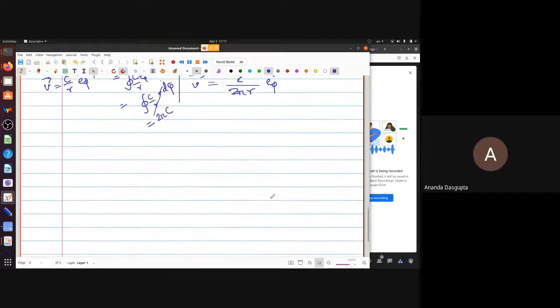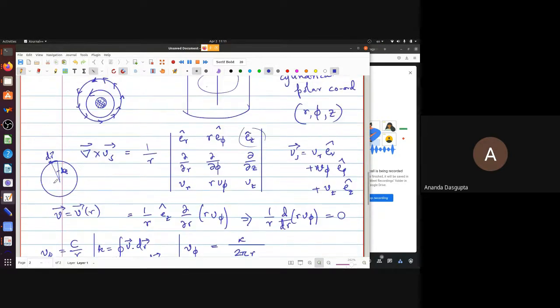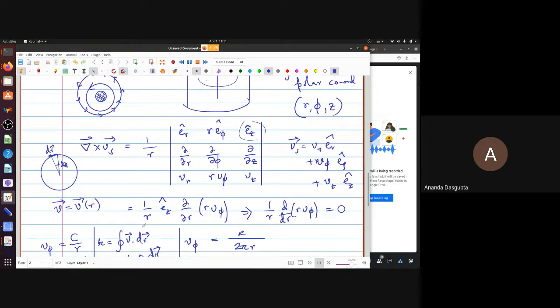So basically, if you have a velocity field like this, what you're going to get is curl of Vs will be 0. Remember, that's what we solved. But will it be 0 everywhere? This is what curl of Vs is for a cylindrically symmetrical velocity field. And from the fact that it's 0, we deduce that V phi has to be C by R, hence kappa by 2 pi R.